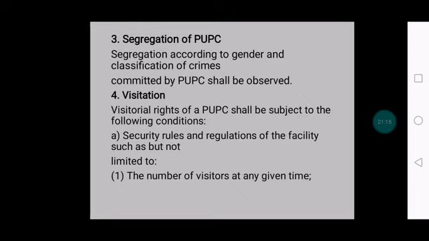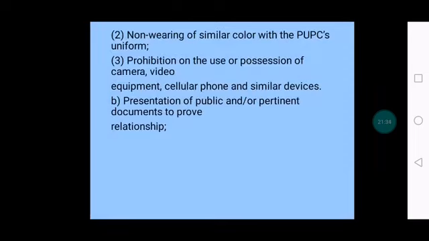Number 4 is visitation. Visitorial rights of a POPC shall be subject to the following conditions: security rules and regulations of the facility, such as, but not limited to: number 1 is the number of visitors at any given time, non-wearing of similar color with the POPC's uniform, prohibition on the use or possession of camera, video equipment, cellular phone, and similar devices, presentation of public and or pertinent document to prove relationships.